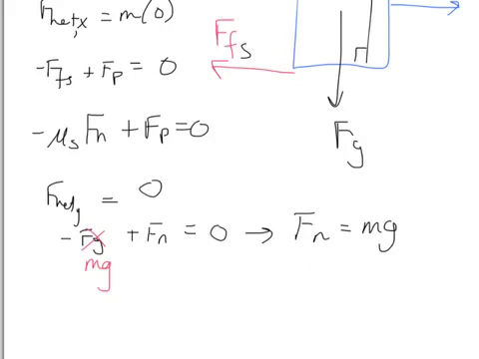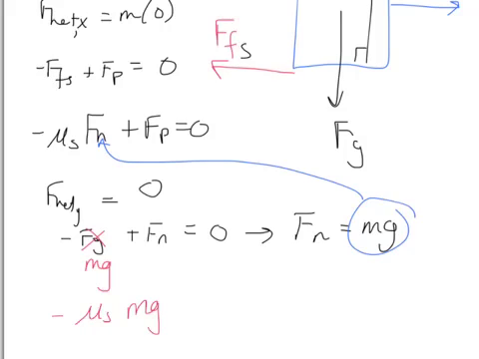So when an object is stationary and there's no vertical acceleration, like this example here, and there's no other applied forces vertically, remember this is our general rule: the normal force is equal and opposite to weight. So we plug in mg right here. I'll circle it in blue, plug it in there for Fn. So we're going to rewrite this equation. That equation becomes negative mu s times mg plus Fp equals 0.